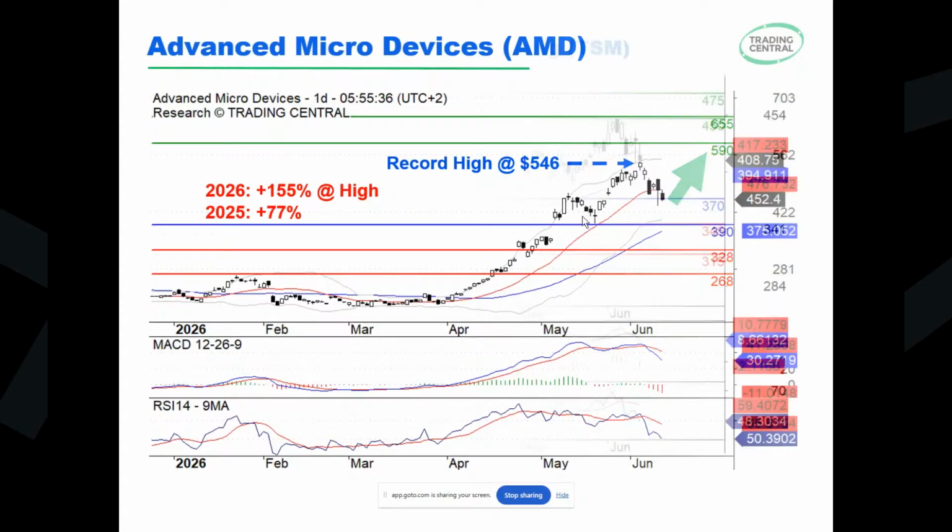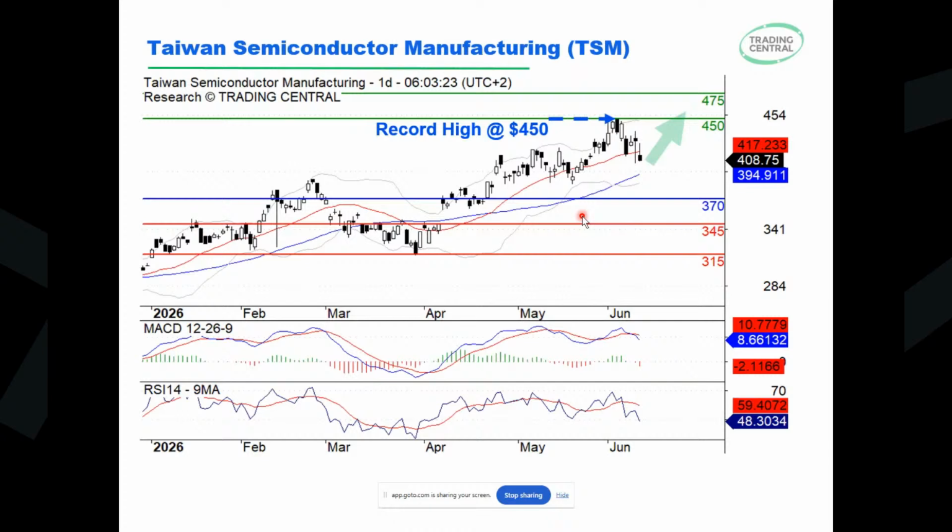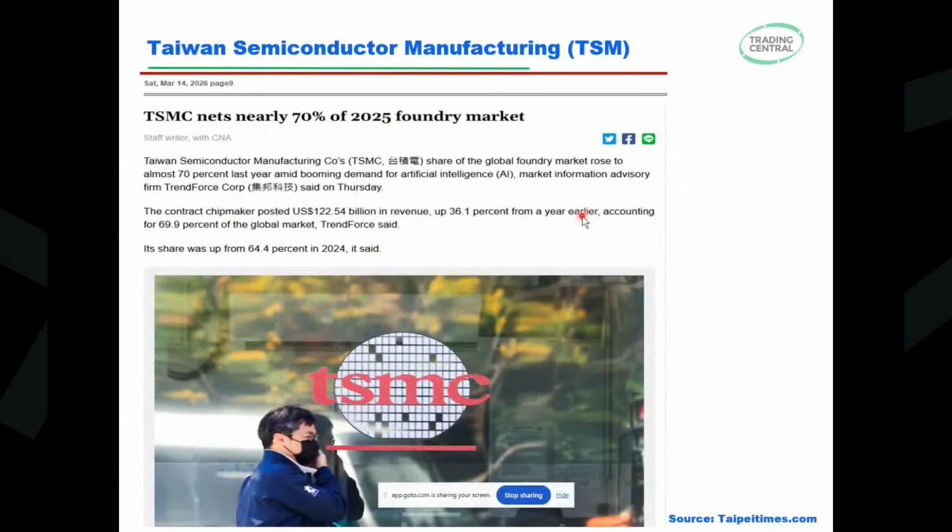Now, Taiwan Semiconductor Manufacturing, TSM, you can see that also a 415 record high was just made last week. Okay, why do I bring up this TSM? Because you have to see that, as its name implies, it manufactures semiconductors. It helps other big names, for example NVIDIA, to produce chips. Okay, we can see that 70% of the chips are made in TSMC. In where? In Taiwan.